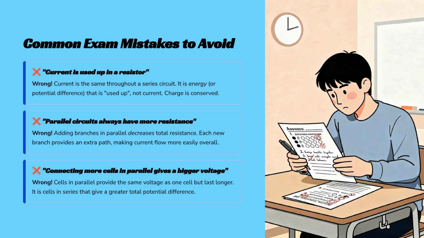Avoid these common exam pitfalls. Current is never used up. It is conserved. Adding parallel branches decreases total resistance, not increases it. And parallel cells provide the same voltage as one, not a larger total.